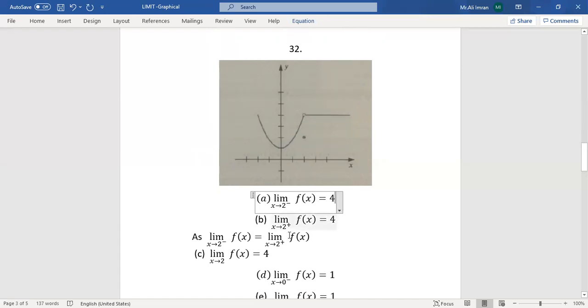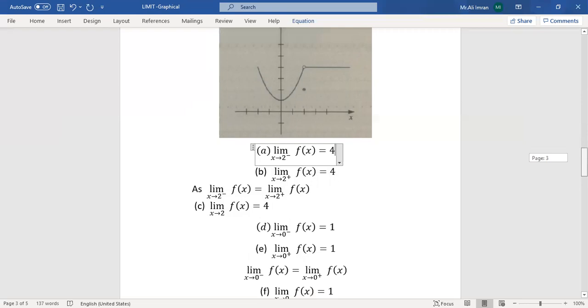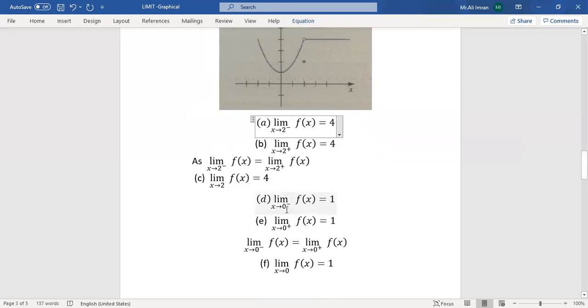So in this case, left hand limit is equal to right hand limit. So our C part will be limit as x approaches 2 of f of x will be equal to 4. This is the value of the limit. Now we will find the value of limit at x is equal to 0.